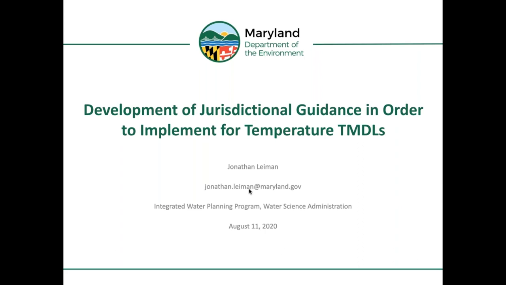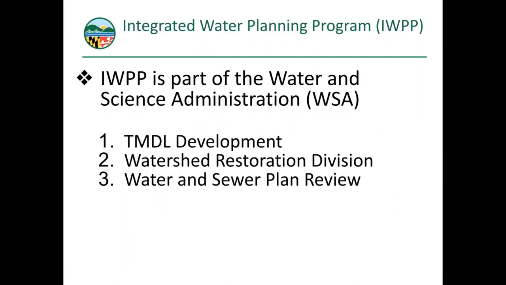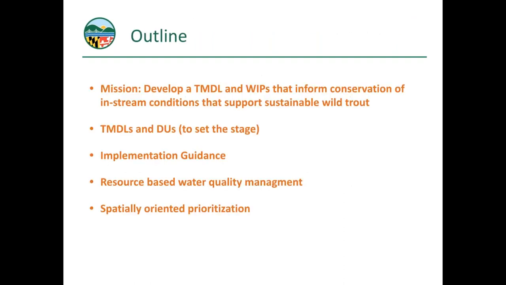So I straddle, again, TMDL development and watershed restoration. We also have the Water and Sewer Plan Review Group that's part of the Integrated Water Planning Program. Essentially, it seems as though the logic behind the development of IWIP suits a project like this quite well, because it's trying to take information that's seemingly disjointed and disconnected and bring that together. So here's an outline of what we're going to talk about today. The mission. Ultimately, the mission that we have is to support wild trout. That's the purpose of this entire effort in the state of Maryland, and I'd imagine it's very similar in some of the other states where Anna had mentioned we've gone to look for background information.